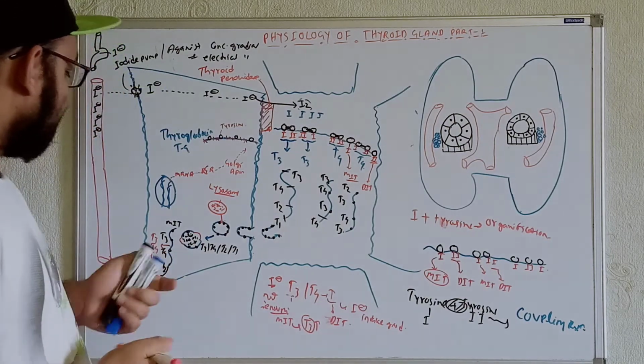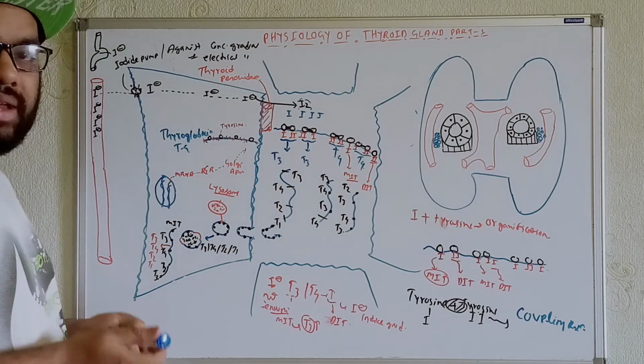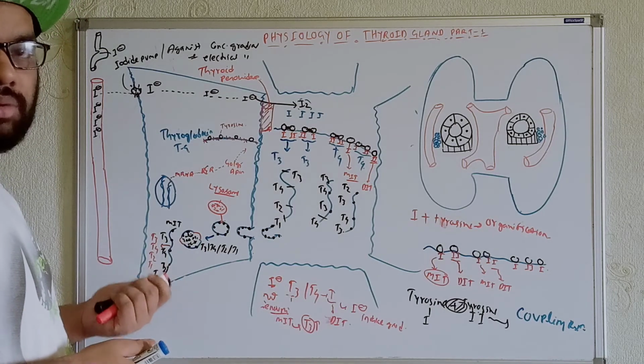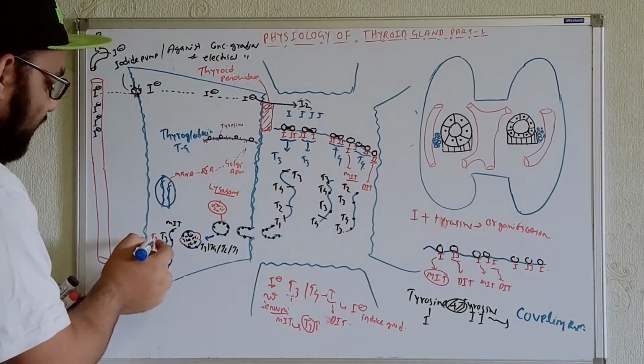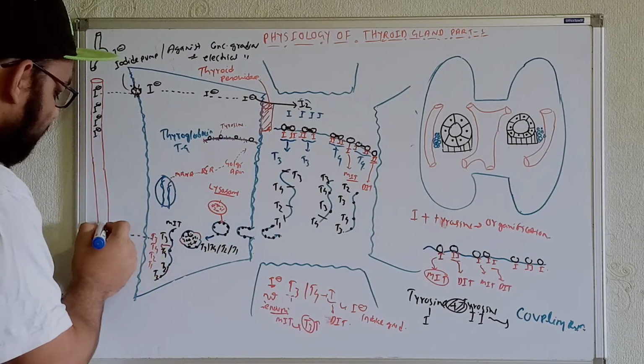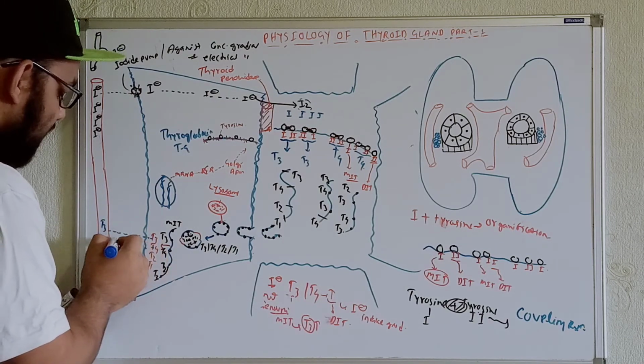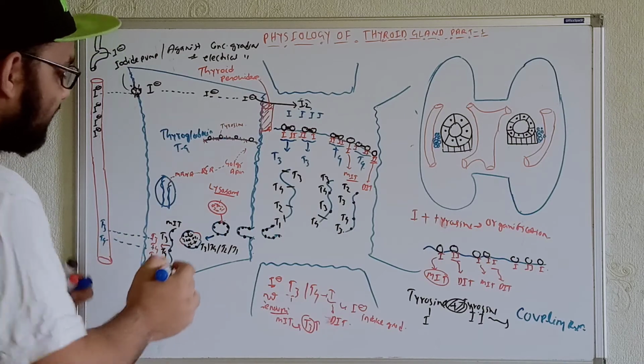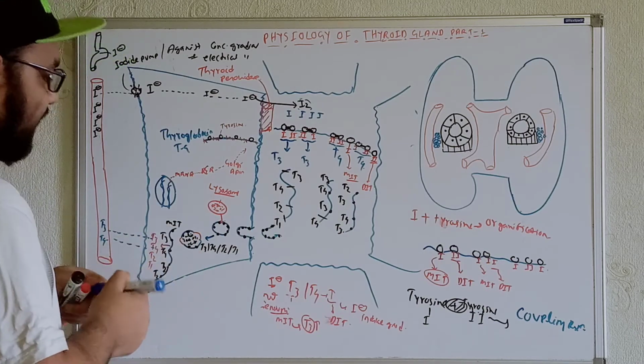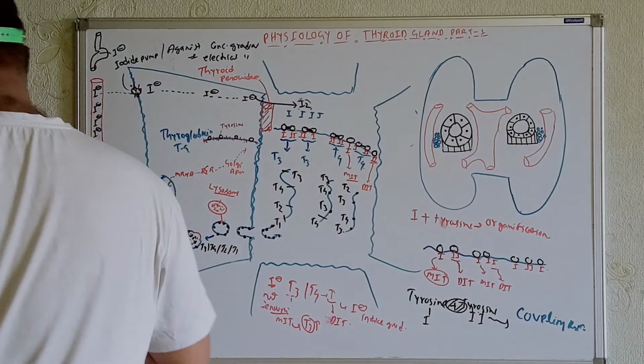But what do we know? Within the blood we need only T3 and T4. There is no use of T2 and T1 within the circulation. So from here we get T3 and T4 into the circulation, and for the T2 and T1, try to understand, there is another enzyme. Let's write it over here clearly.